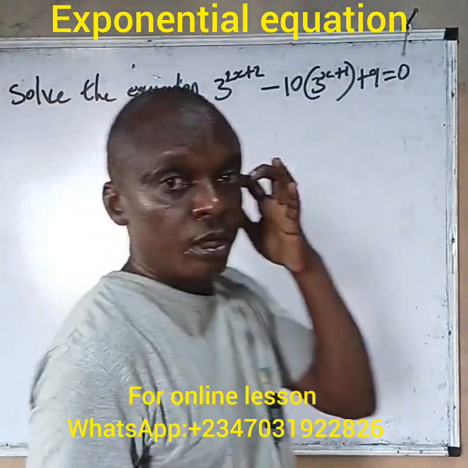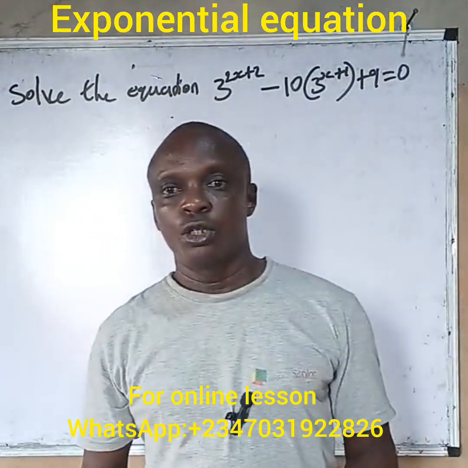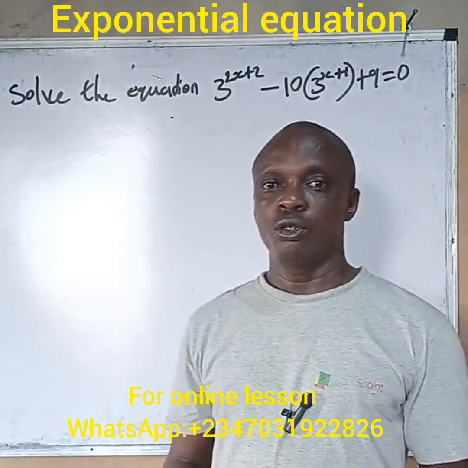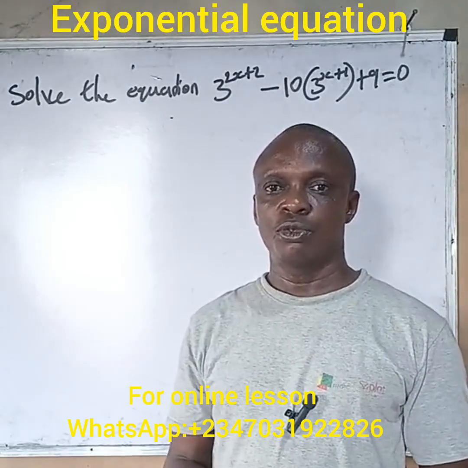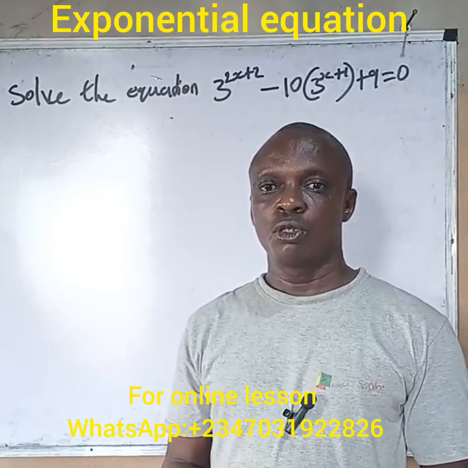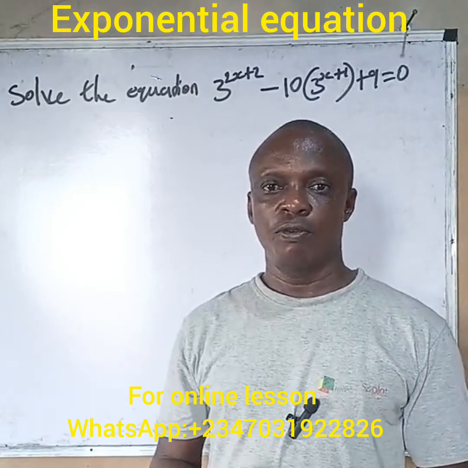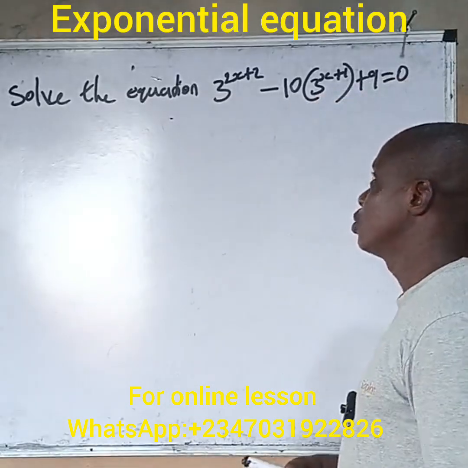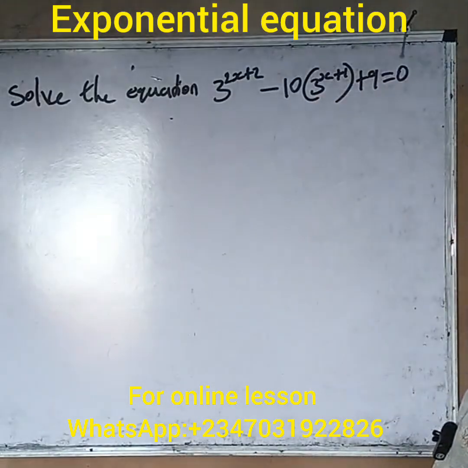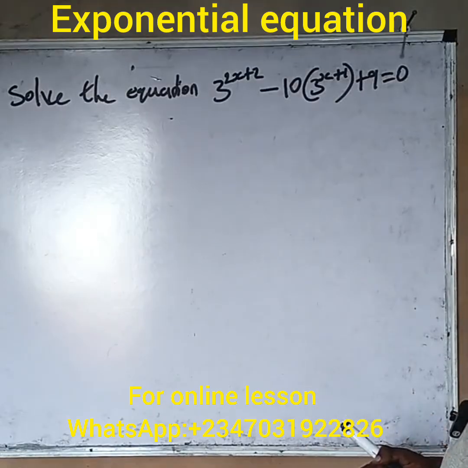All right, let us look at the continuation of exponential equations. We have done the rules and some examples before, but I want to take one example from this type of question. We are asked to solve the equation 3 raised to power 2x plus 2 minus 10 times 3 raised to power x plus 1 plus 9 equals 0.